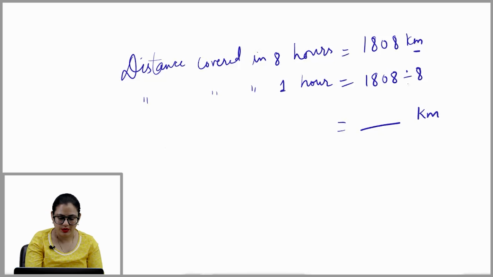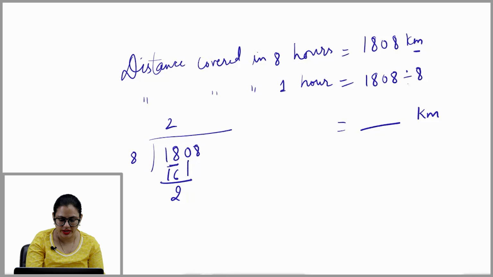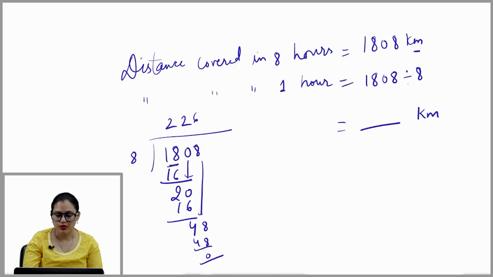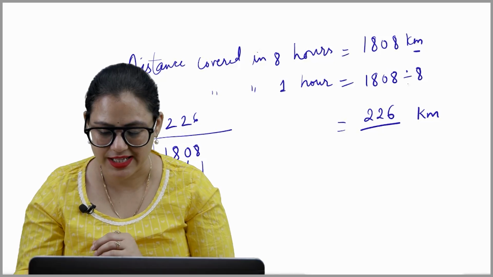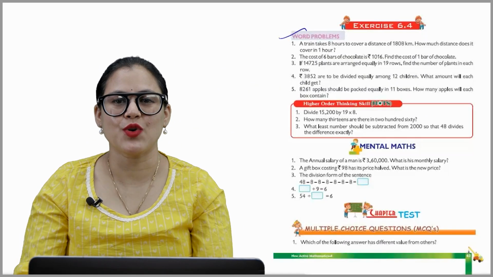Let's divide 1808. We'll take both the numbers. 8 2s are 16, 18 minus 16 is 2, then we'll bring down 0, 20. 8 2s are 16, 4 here, and then we'll bring down 8, 48. 8 6s are 48. So 226 kilometer distance is covered in 1 hour, right students? And now you will practice the remaining questions.